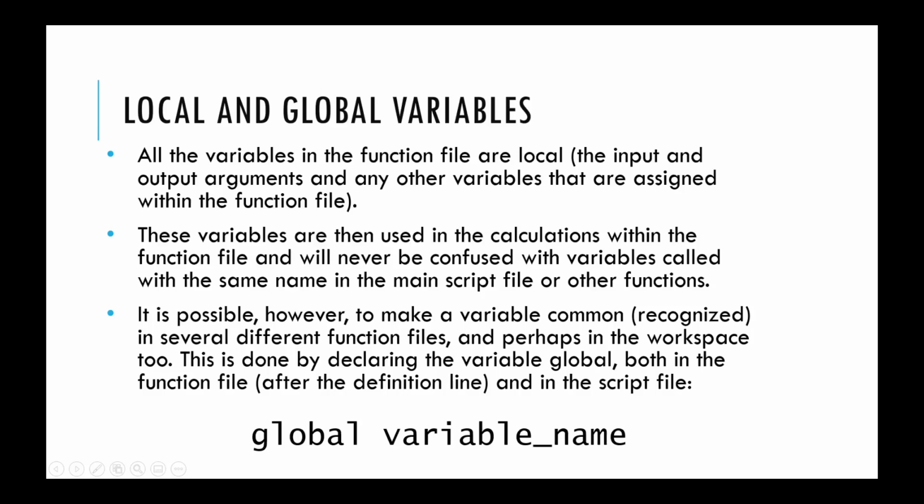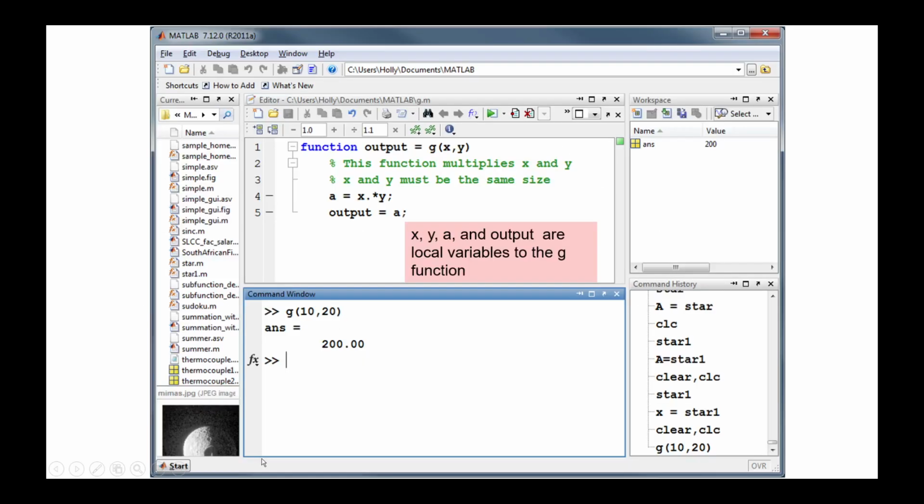Okay, so the only way to communicate between functions and the workspace is through the function input and output arguments. Okay, so we'll see the example. Here we have a function file. x, y, output, and a are the local variables to the g function. Okay, dia dalam function g ni aja.